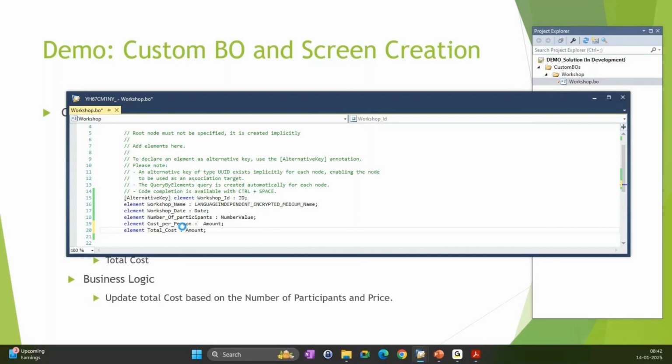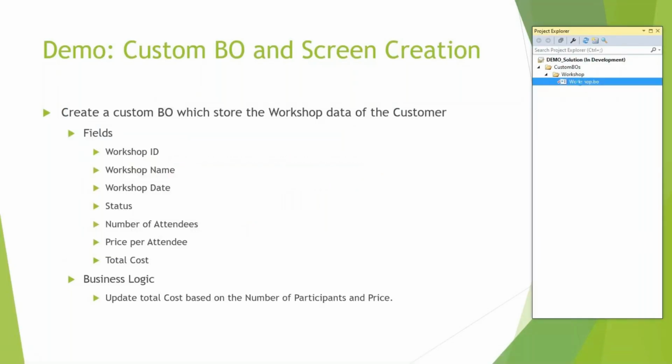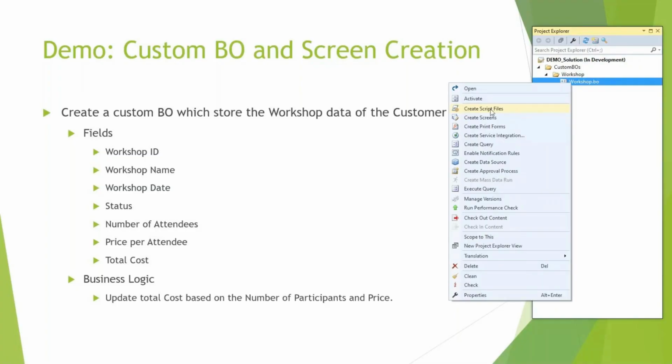So I have defined the total cost as well. Here we have some predefined events from the SAP side. Let's say once you are in a screen, in a UI, and you go to edit mode of that instance, you have the field. Once you edit some field, then some event will trigger. I'll just show you here, create script file. This one we will use to create the script file.